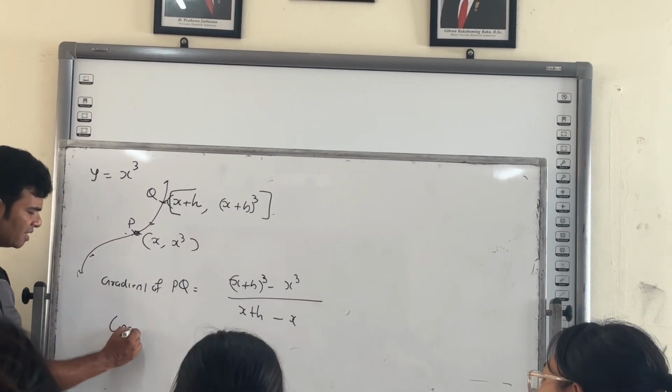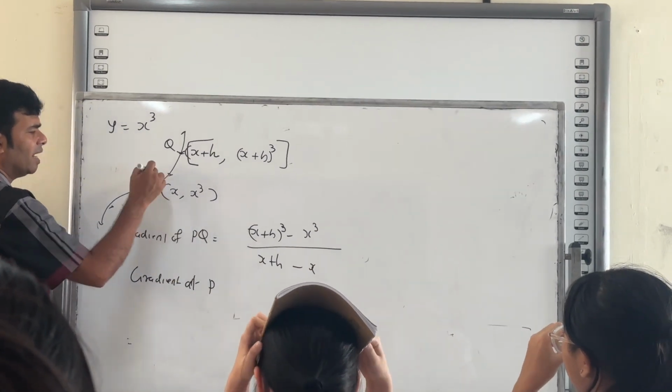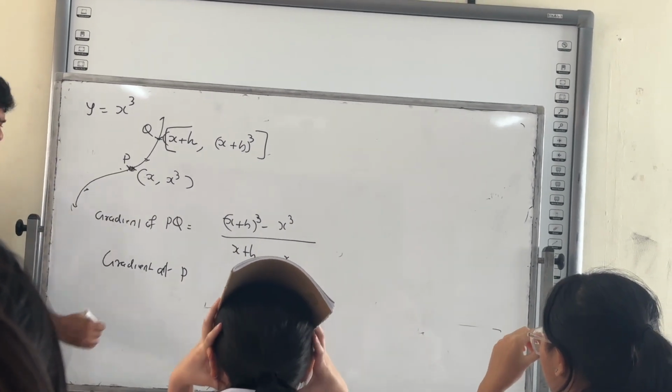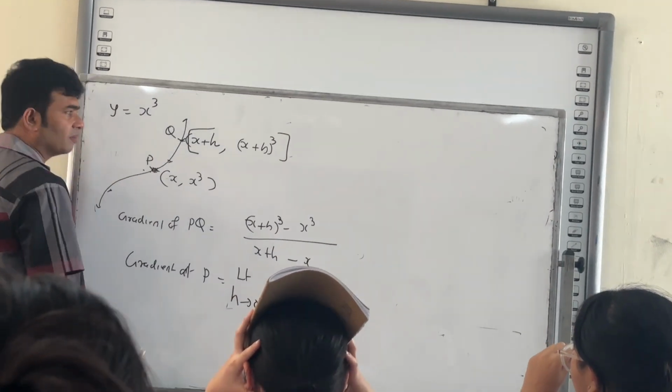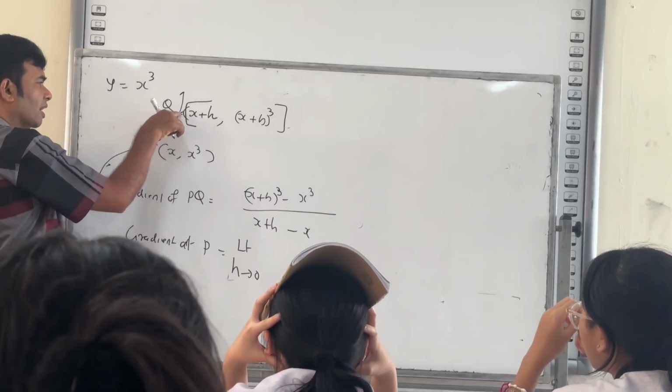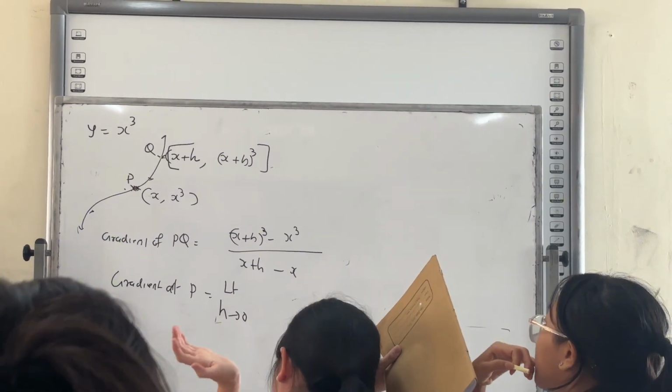That is the gradient at the point P, not PQ. So how will you do it? Take the limit as h approaches 0. When h becomes 0, Q is going to be P. So you will get the gradient at P. Clear?